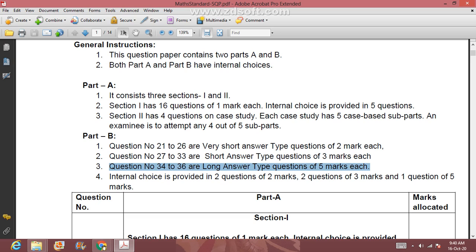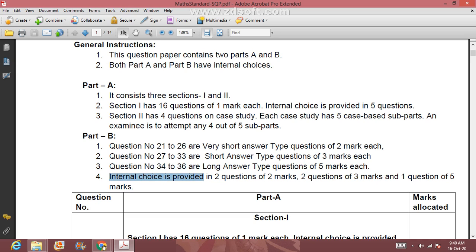Okay, so the total number of questions is 36. Here you are looking at 36, but the questions are not 36. How many questions are there? 48 questions are there. How is it 48 questions? That we can see here.